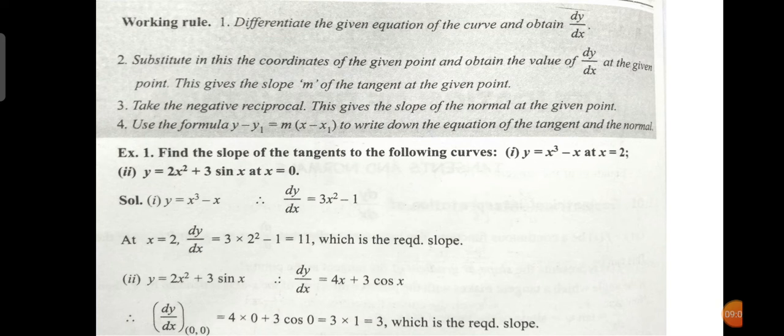And use the formula y minus y1 is equal to m into x minus x1 to write the equation of the tangent. And for the normal, we have taken the reciprocal, so this equation is also applicable.